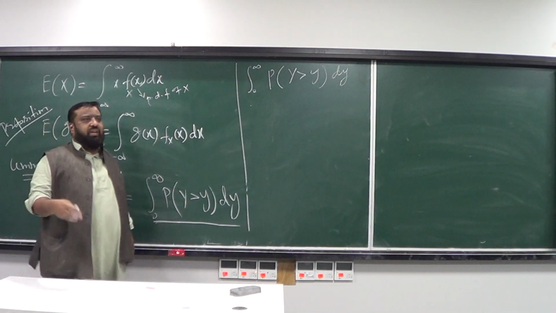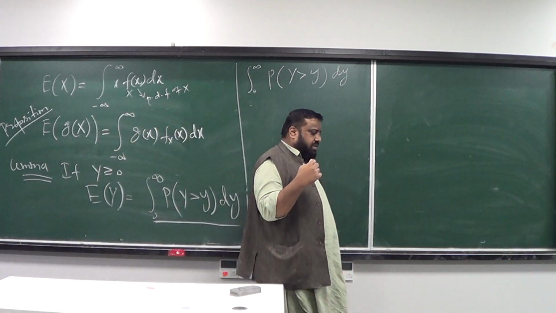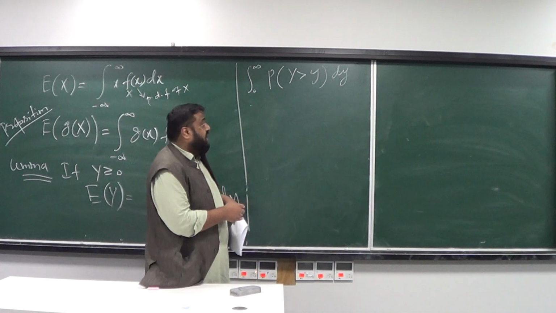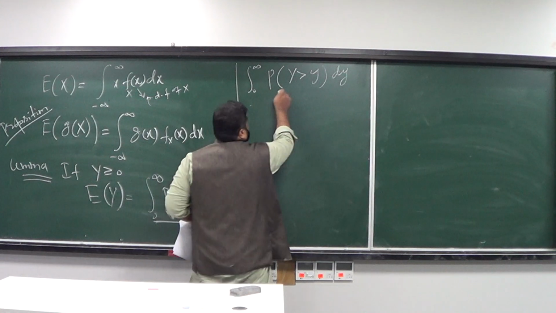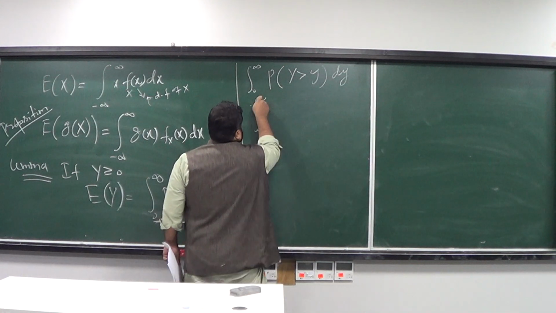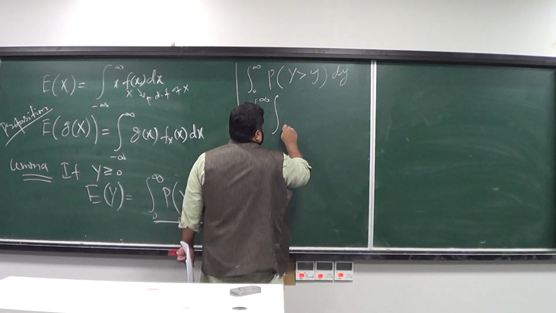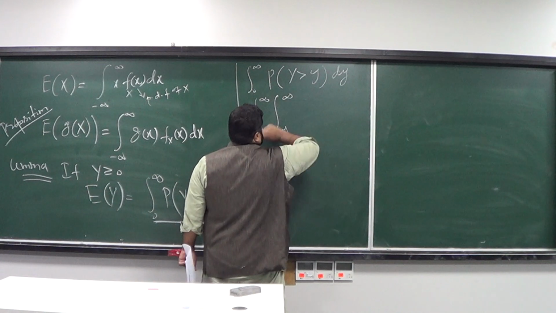Probabilities of continuous time random variables. We know that for computing the probabilities of continuous time random variables, you need to write your probability in terms of integrals. So what would be the integral that represents it? This is 0 to infinity, and this goes from y to positive infinity. And how can I compute this integral?